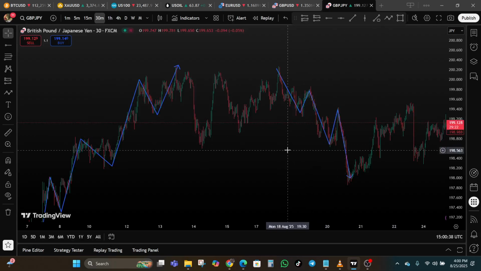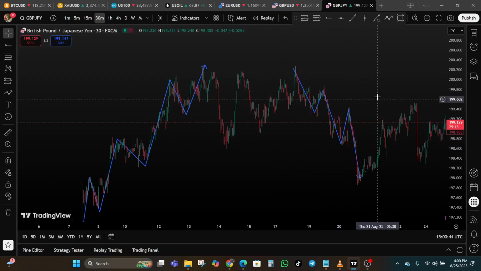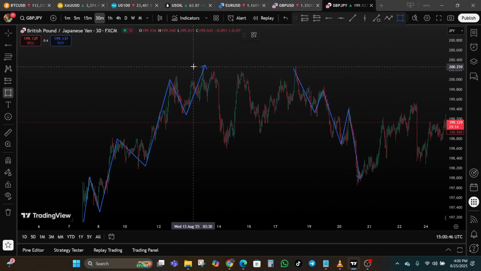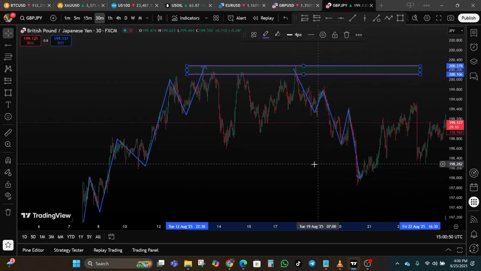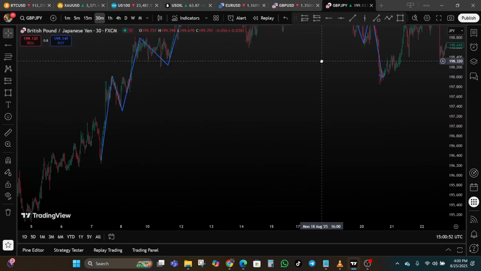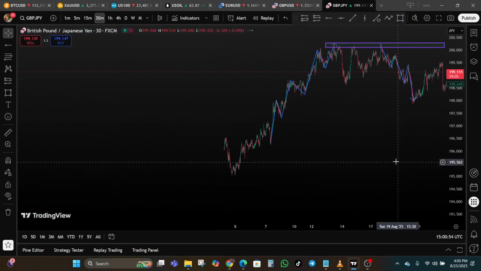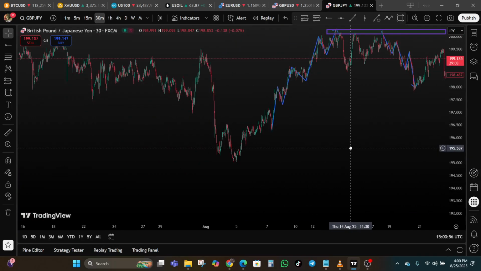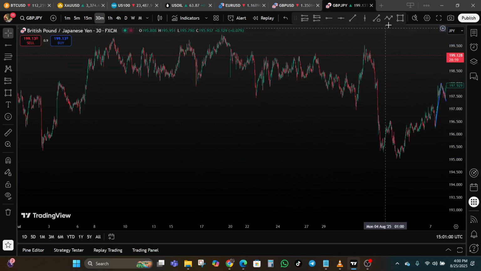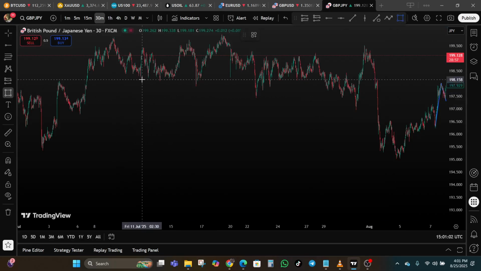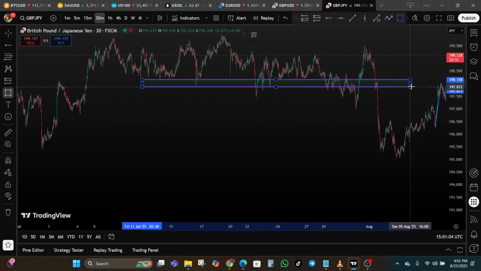So once you have determined the trend, you would want to focus on key zones such as your resistance zones and your support zones, right? So here we have a resistance zone and we have a support zone. Wherever you have more than one rejection, at least two rejections. So we actually have a support zone around here.